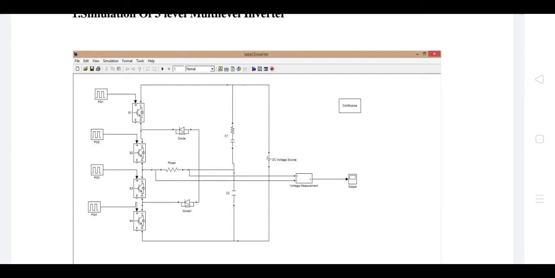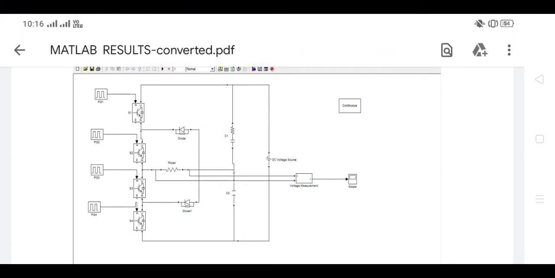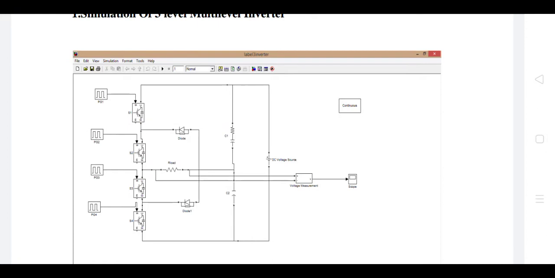In a multi-level inverter, the output voltage of the inverter has various levels of voltage, but in a basic two-level inverter there are two levels of voltage. The first one is plus V voltage, and the other is minus V voltage.